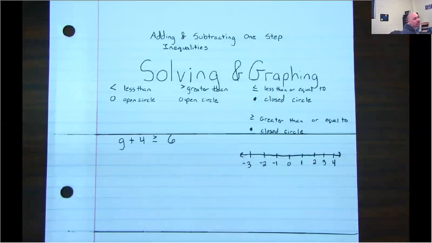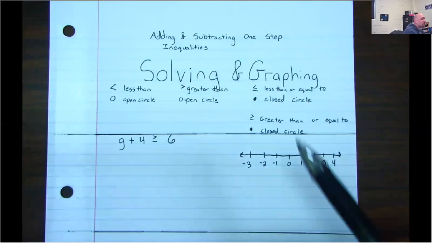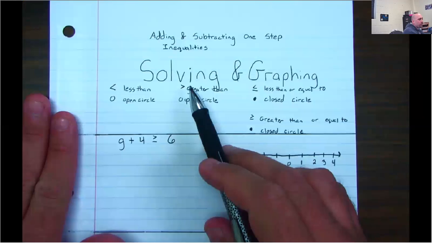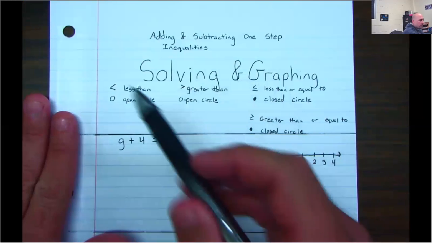All right, guys, in this video we are going into adding and subtracting one-step inequalities, which is very similar to adding and subtracting one-step equations. There's just going to be a slight difference. An equation means you're solving for one thing, and an inequality will have multiple answers, and I'm going to show you how that looks. So we're going to do it by solving and graphing.